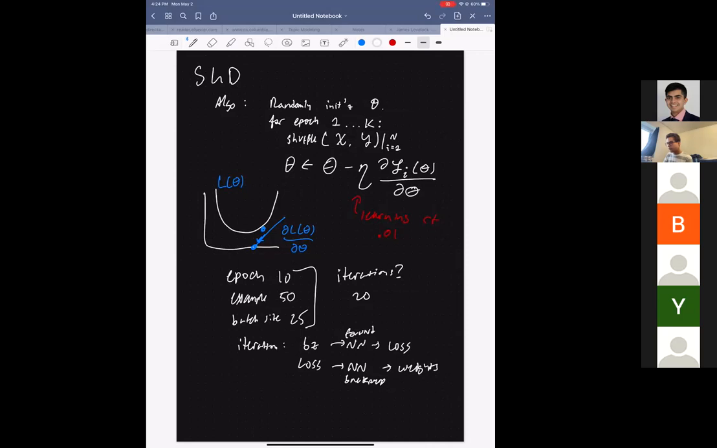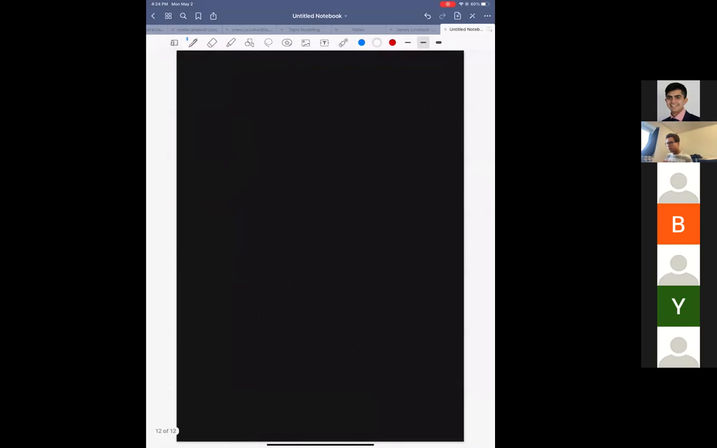So let's do, it's kind of a complicated example. Okay, so let's do maybe an example of a backpropagation forward pass. Yep, okay, that's what I want to do.